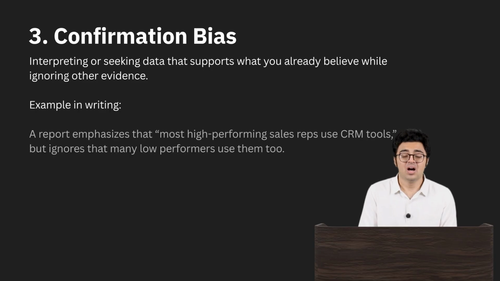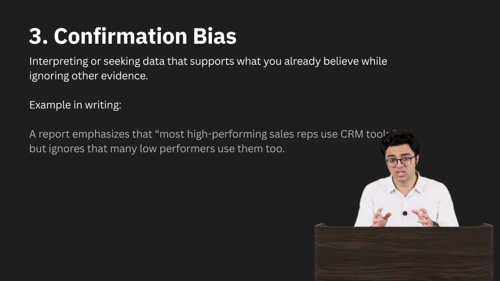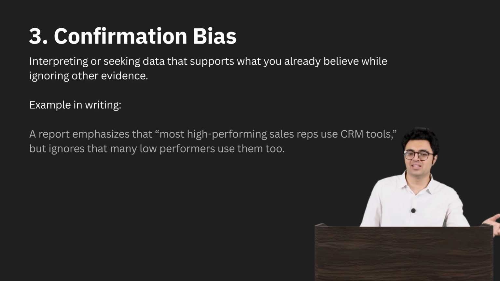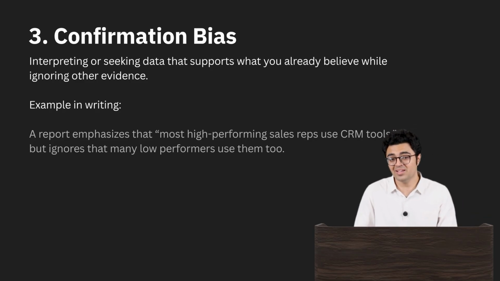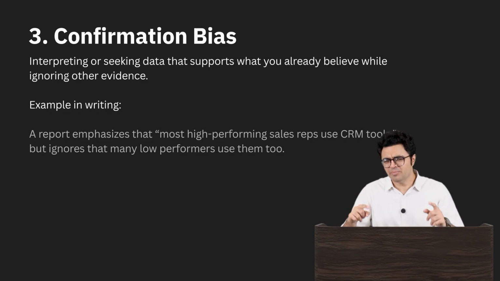For example, a report that emphasizes that most high performing sales reps use CRM tools but ignores that many low performers also use them. This is because we are biased towards the use of CRM tools, so we only report that the high performing sales reps do it, while ignoring that the low performers also use them. This is confirmation bias. You have already made up your mind.